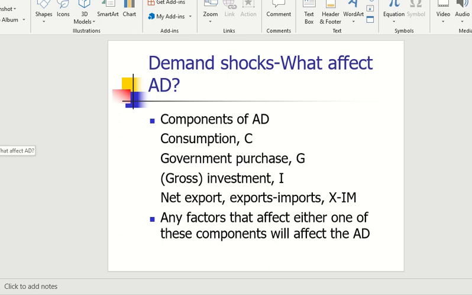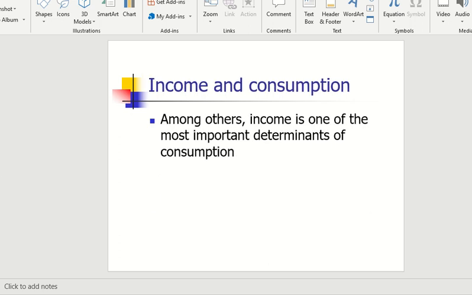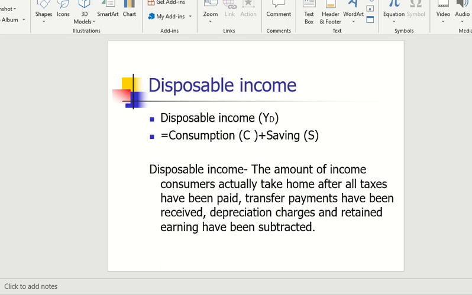So what we're going to do is to study the determinants of each one of these components, okay, so that we will learn the factors or the determinants of aggregate demand. We will first start with consumption. One of the key determinants of consumption is obviously income. Specifically, the most relevant measure of income to consumption is disposable income.